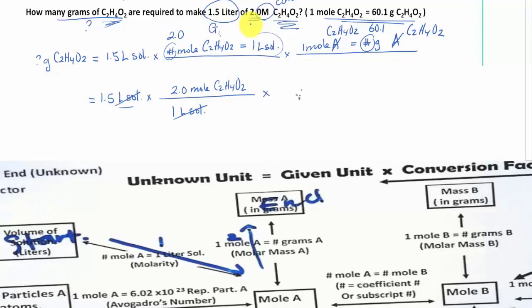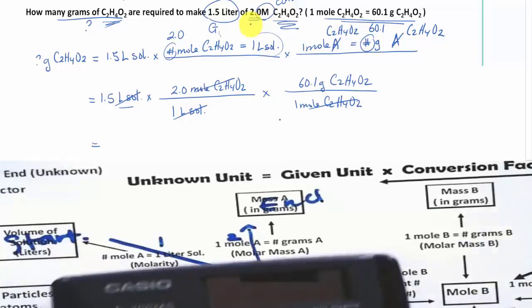Then we go on to the second conversion factor. Notice now we need to cancel moles of C2H4O2. So the mole part will be on the bottom, which is exactly 1 mole of C2H4O2. And on top part must be the leftover, which is 60.1 grams of C2H4O2. And look at that, that cancel out. Isn't that nice? And all you have to do is multiply everything on top. 1.5 times 2.0 times 60.1 divided by 1. So let's do that.